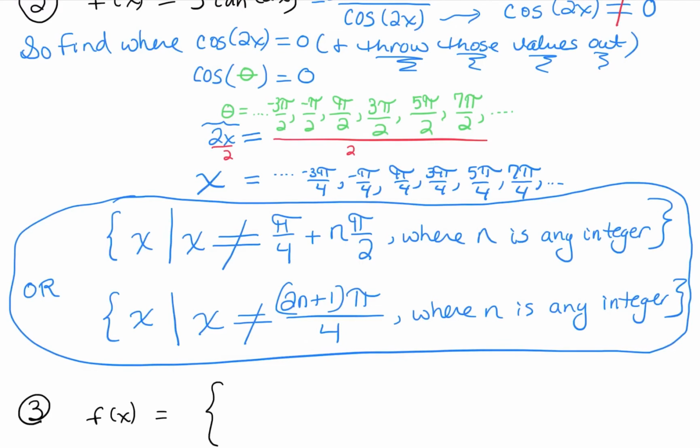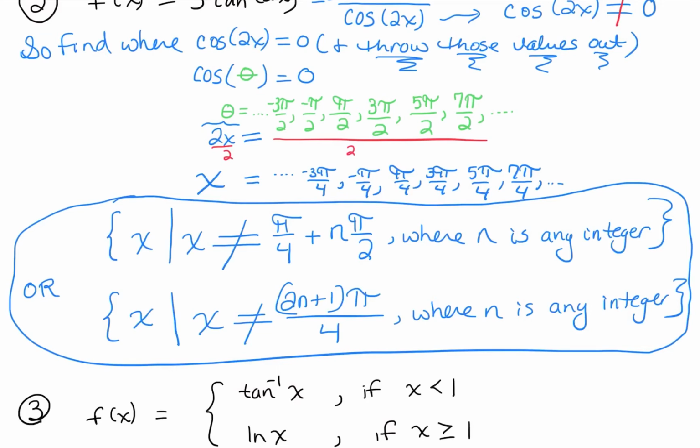Last one here, f of x equals tan inverse of x, or arctan if you prefer, if x is less than 1, and natural log of x if x is greater than or equal to 1. First of all, note that we know logs are only defined for positive values, but the natural log function in this piecewise function is only for values of x greater than or equal to 1, so we're good there.